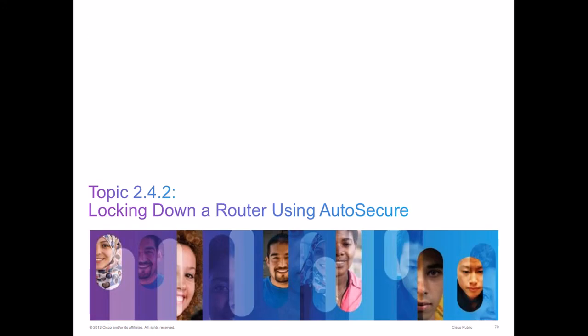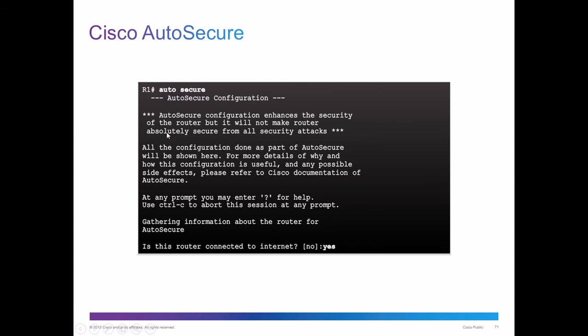Now, if you're not sure what to disable and what the defaults are, the utilities, and you just want to secure them, the best command to use is auto secure. Auto secure is going to disable all unnecessary utilities and commands that are not being used.